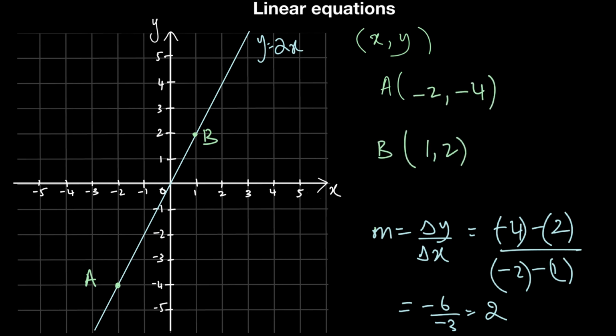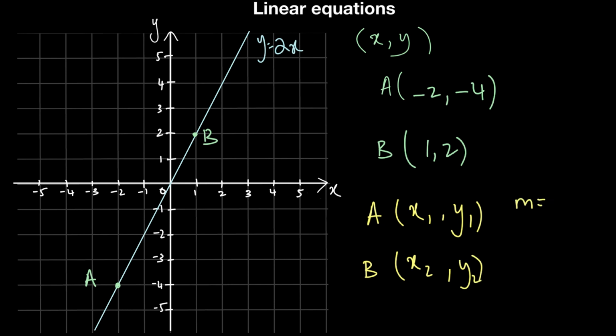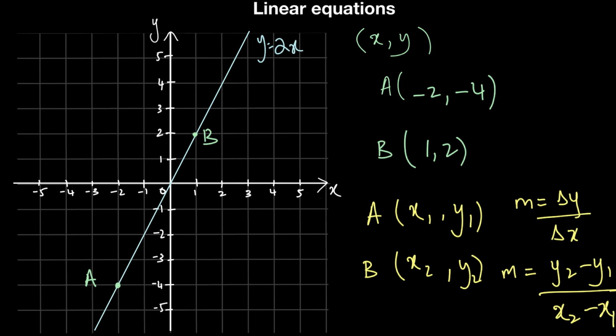So more generally, if I took A as my starting point here, I can say that A is simply (x1, y1), and B, which is my endpoint, is simply (x2, y2). And if I know that the slope is simply the change in y over the change in x, the difference between the values of y is y2 minus y1, whereas the difference between the values of x is x2 minus x1. So this is probably an equation that you are familiar with from your previous years: the slope is simply y2 minus y1 over x2 minus x1.